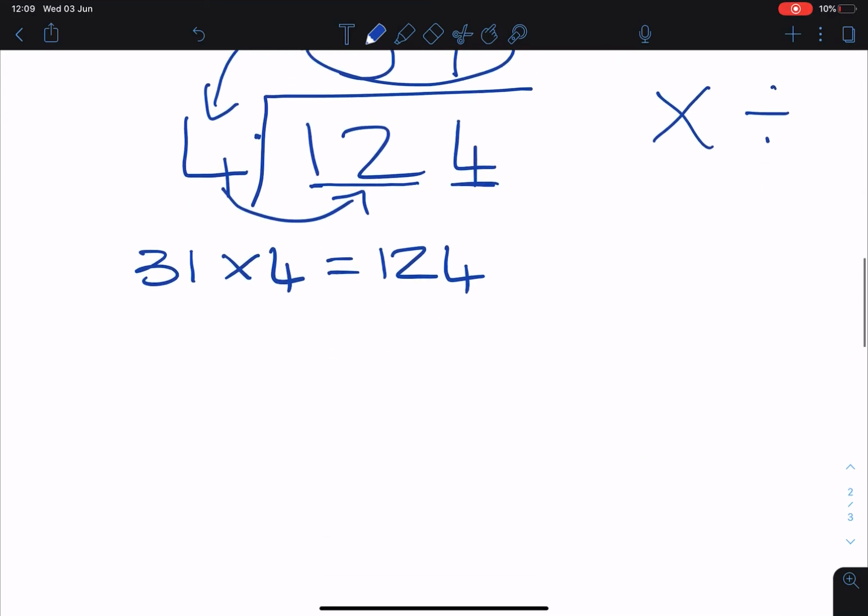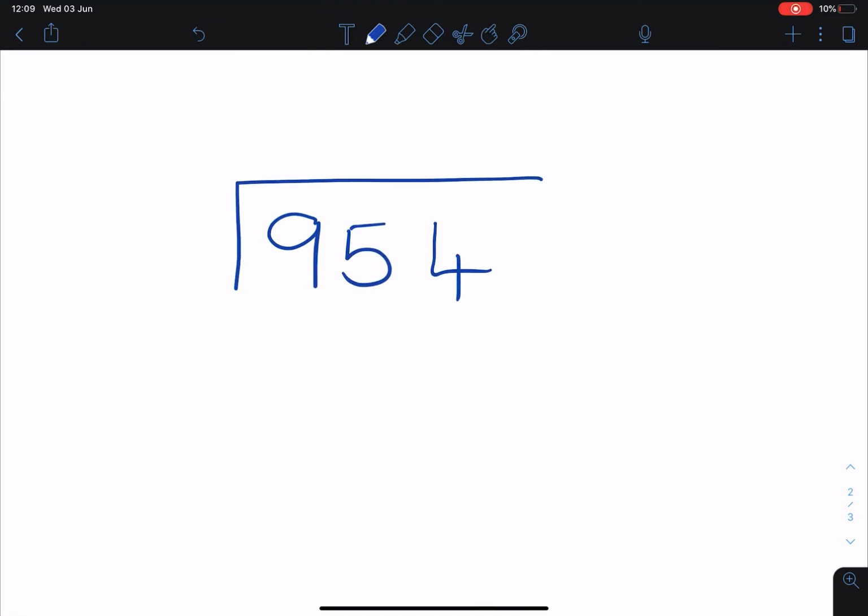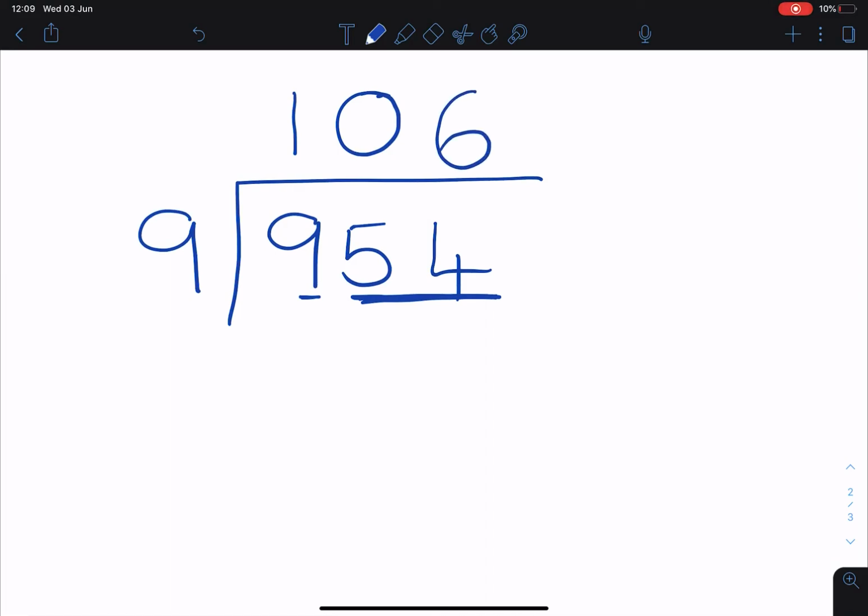Let's do one last one before you start the work for today. Right, let's look at 954 divided by 9. 9 fits into 9 once. 9 into 5? Nope, 9 does not fit into 5. So we must put a 0 on top. And then we give the 5 to the 4. Now we have 54. 9 into 54, well, 9 times 6 is 54. So it goes 6.